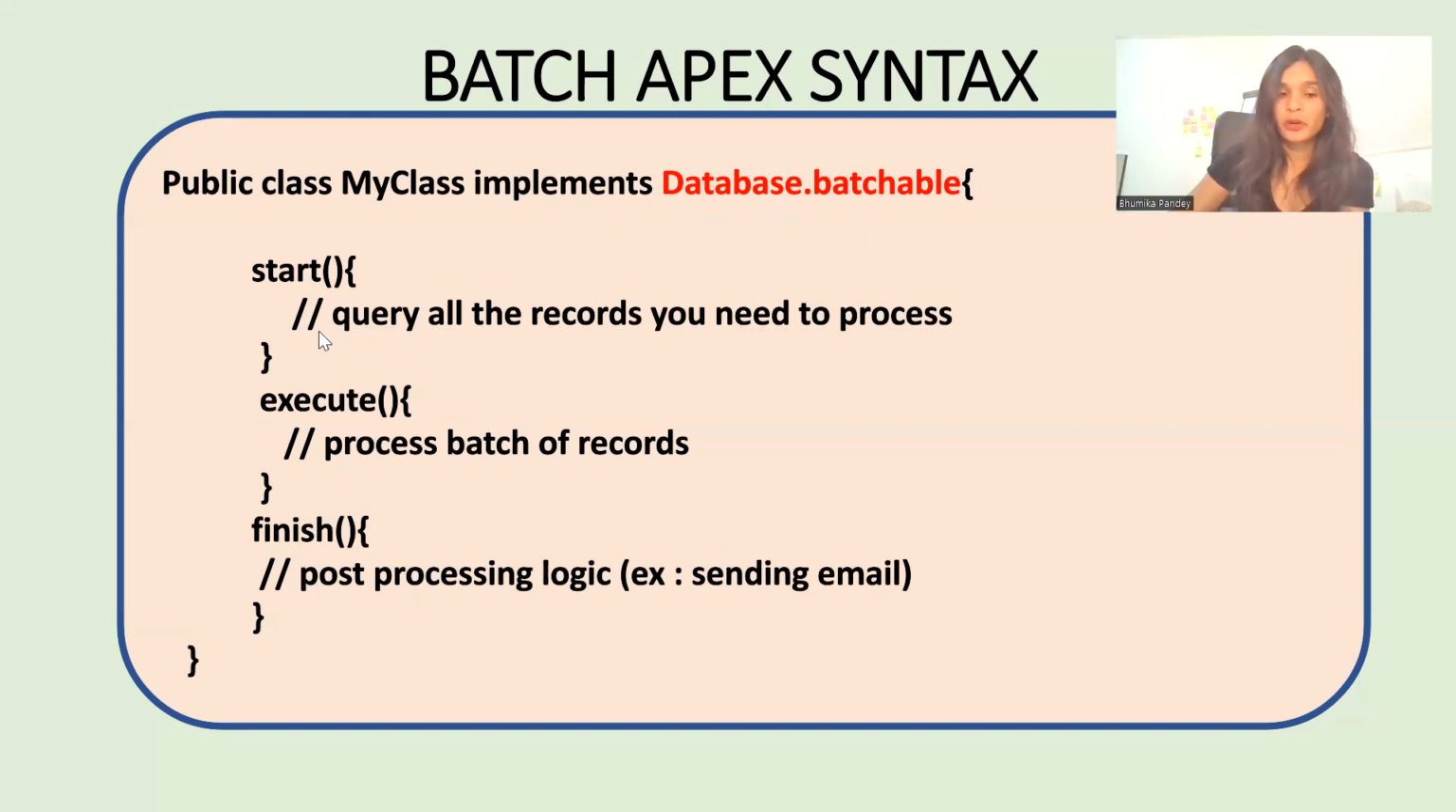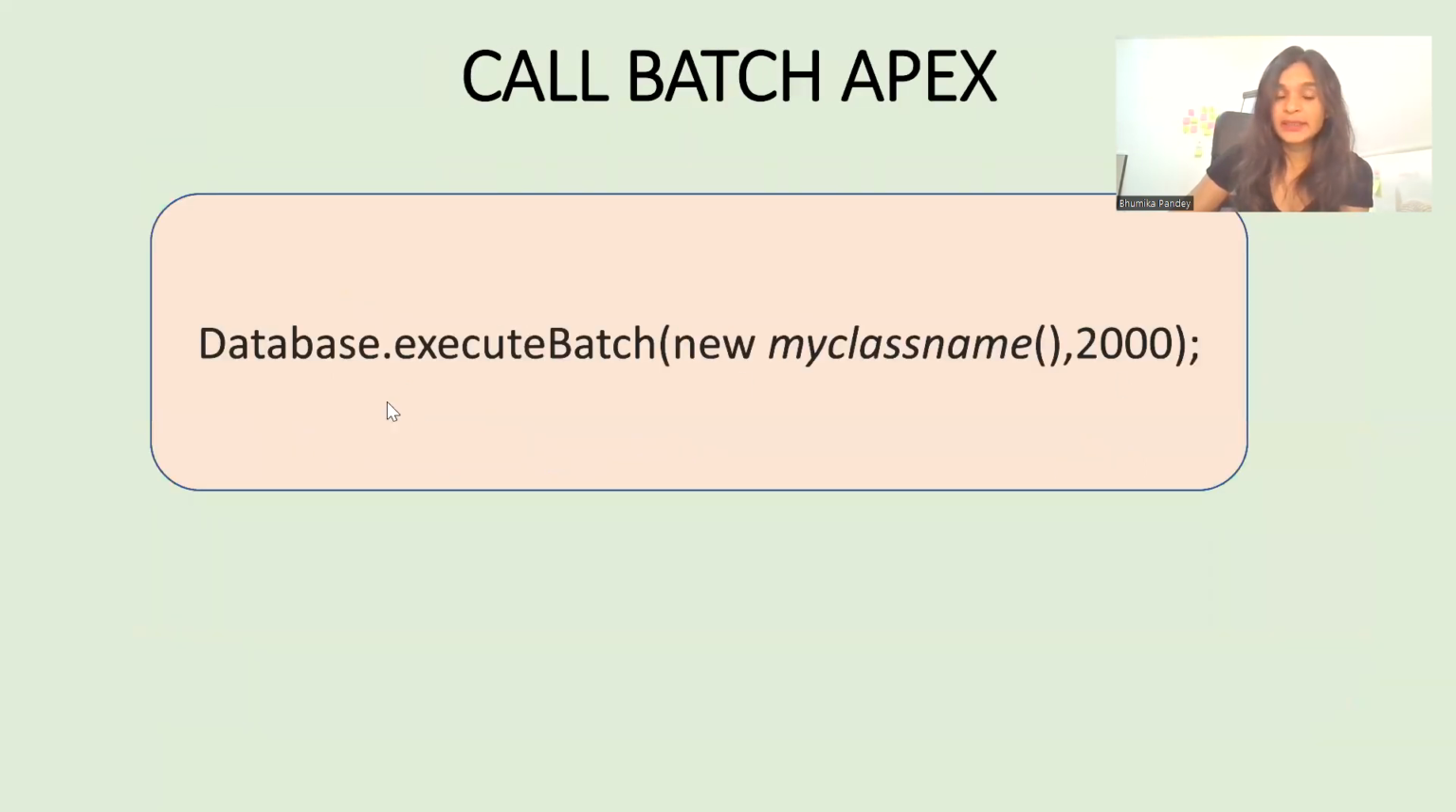You write your logic in the start method, and your business logic, or update or deletion logic or whatever it is, in the execute method. So these three methods are required in order to complete your batch apex class. Now, once you have your batch apex class, how can you call it? This is the syntax for calling the batch apex class: database.executeBatch(new, and then the class name, and here you define the batch size.